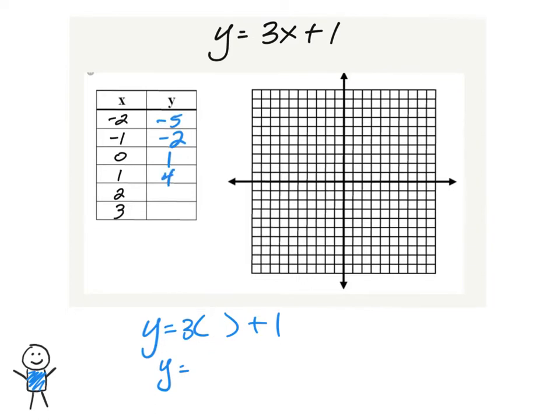My fifth value is a 2, so I'm going to substitute a 2 in. 3 times 2 is 6. 6 plus 1 is 7. And my last value is a 3 for the domain, so I'm going to input that value in for x. 3 times 3 is 9. 9 plus 1 is 10. Now I've completed my table of values, and now I'm able to graph them.